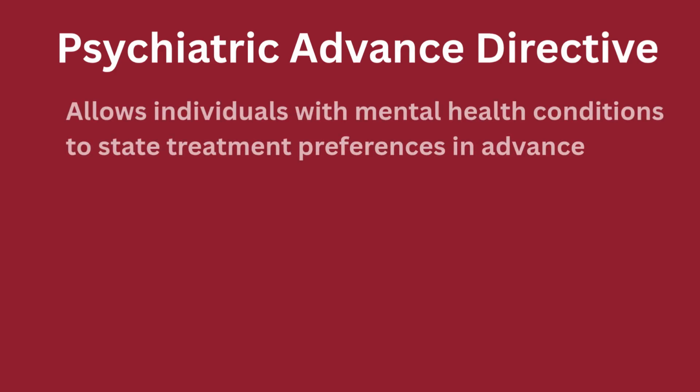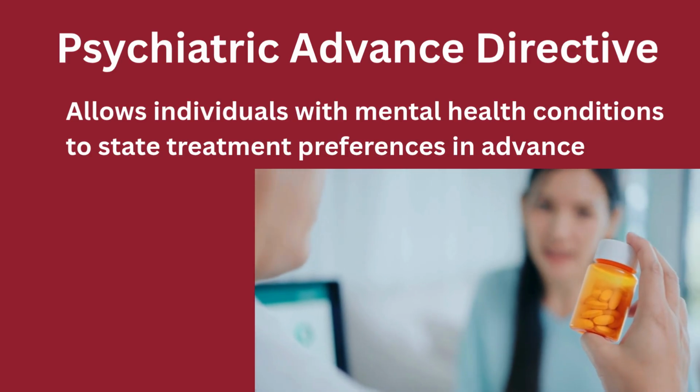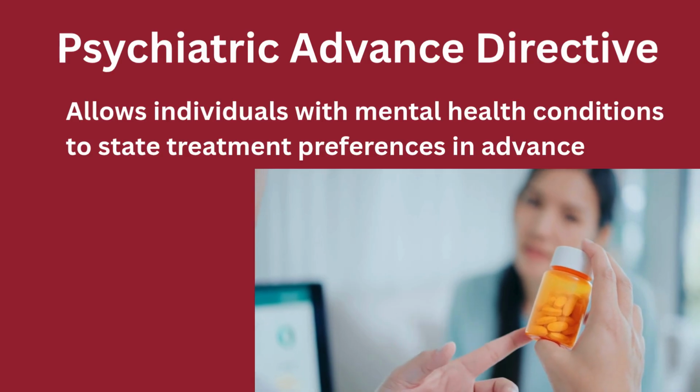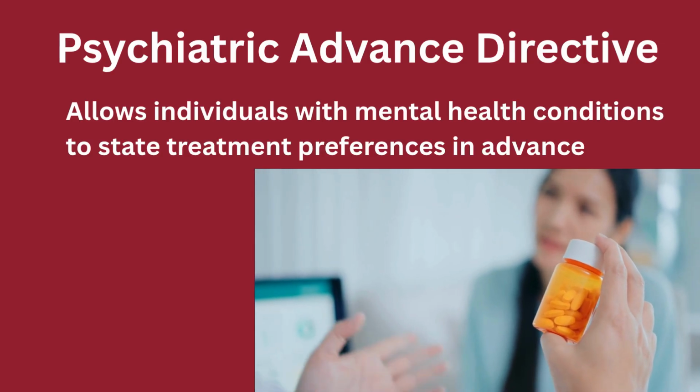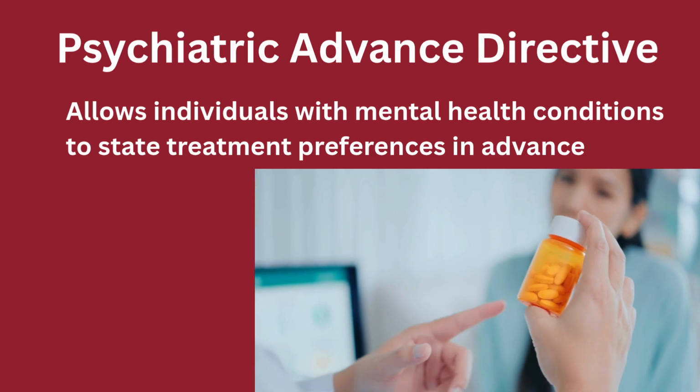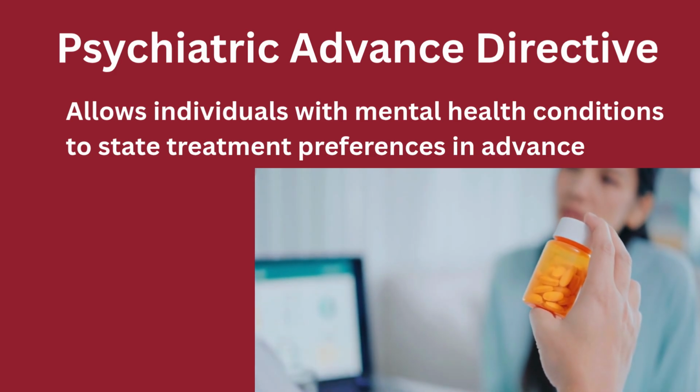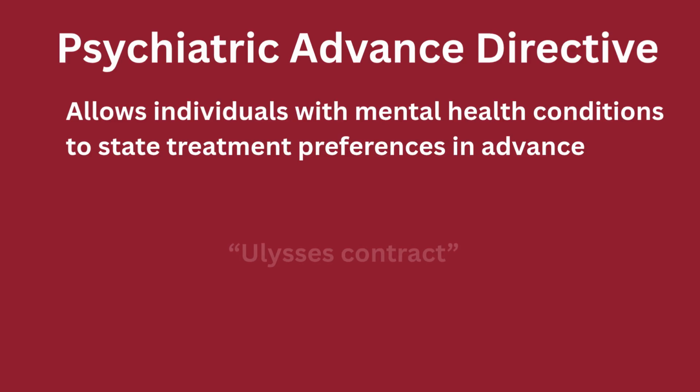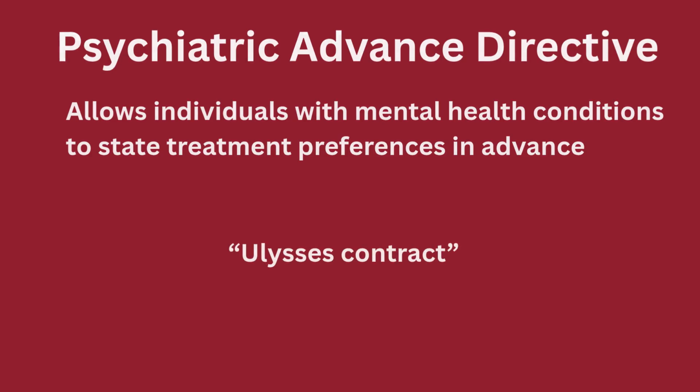A less common treatment directive is known as a psychiatric advance directive. Recognized only in a few states, these documents allow individuals with mental health conditions to state their treatment preferences in advance. For example, someone with bipolar disorder may authorize medication during a manic episode, even if they later refuse that medication during the episode. Such agreements are sometimes called a Ulysses contract.